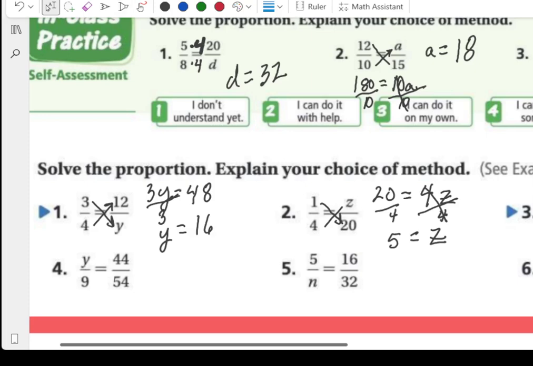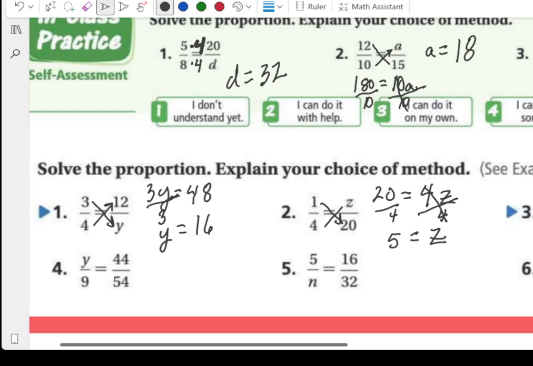All right, Xavier, on number 3, what are we going to do first? 3 times 14. What is 3 times 14? 42 is correct. So everyone, please practice doing this so you're ready for the test. So 3 times 14 is 42.